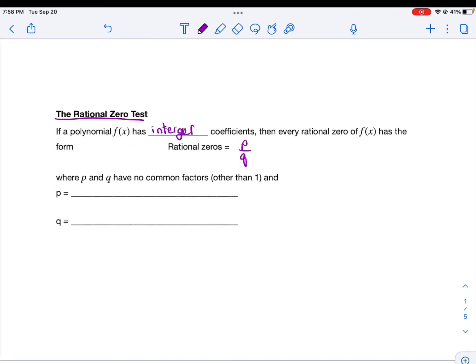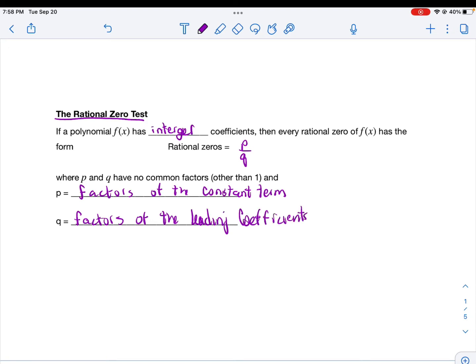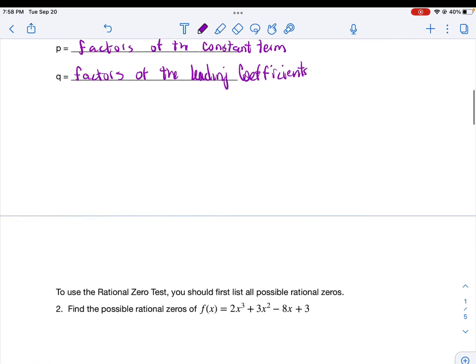Well, p stands for all the factors of the constant term in your original function, your original polynomial. And q stands for all the factors of the leading coefficient. Now, leading coefficient is the number in front of the term with the highest exponent. So it's the number in front of the x with the highest power.